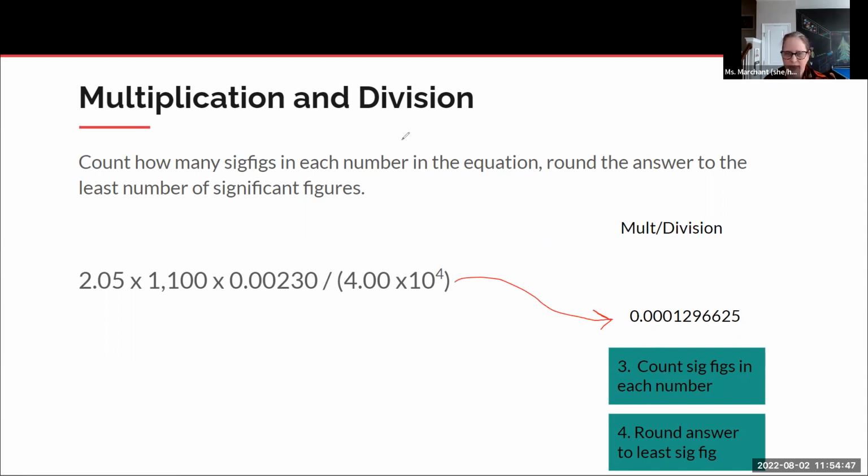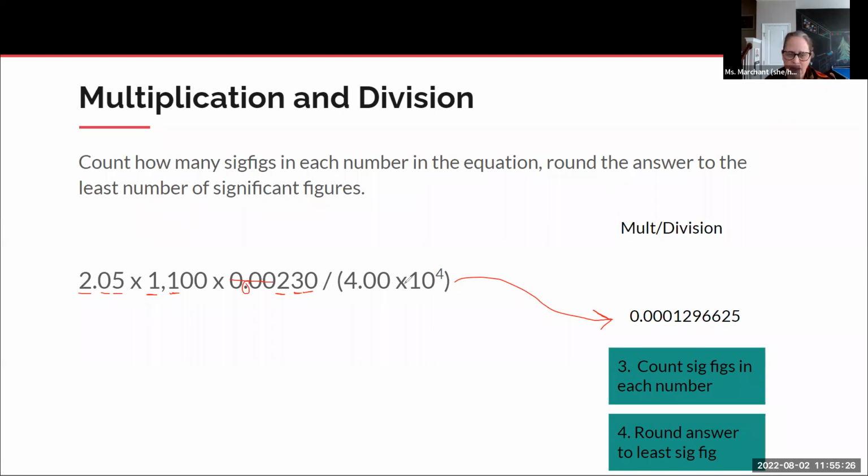And then step 3, count the sig figs of each number. 2.05, that has 2 and a 5 as significant, and the 0 is trapped in between there, so that is 3 sig figs. 1100, the 1 and the 1 are significant, but I don't see a decimal, so those other 2 are not significant. My next number has a lot of leading zeros, which are good for placeholders, but those are not significant. The 2 and the 3 are significant, and the 0 to the right is trailing with a decimal, so that is significant.